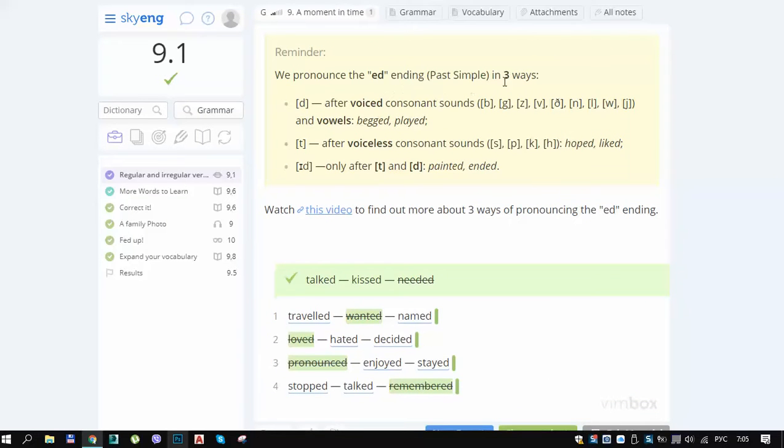Pronounce the ed ending simply in two ways: d and t. Voiceless t, voiced d.